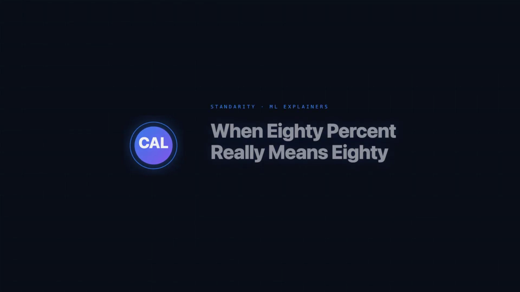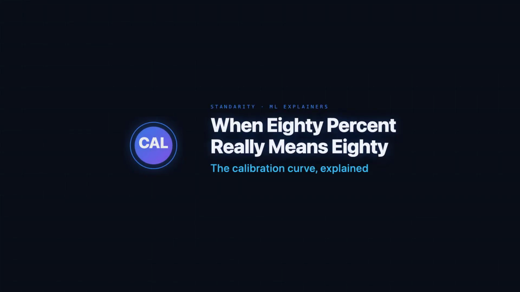Imagine a weather model that tells you 80% chance of rain. For that number to actually mean something, it should really rain on about 80% of the days it makes that exact claim. When a model's stated confidence lines up with reality like that, across the whole range of probabilities it reports, we say the model is calibrated, and the calibration curve, sometimes called a reliability diagram, is how we check.